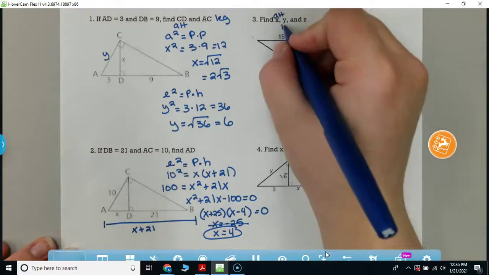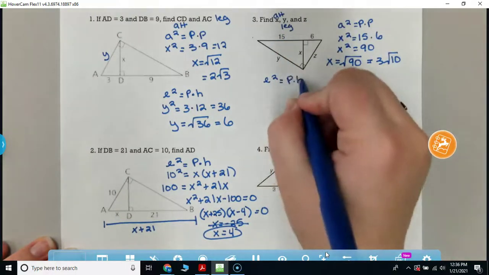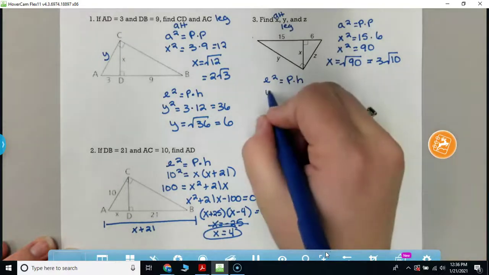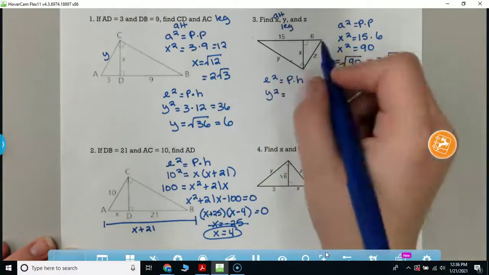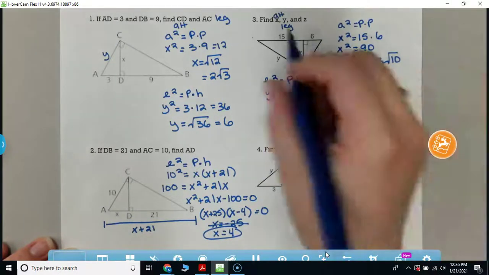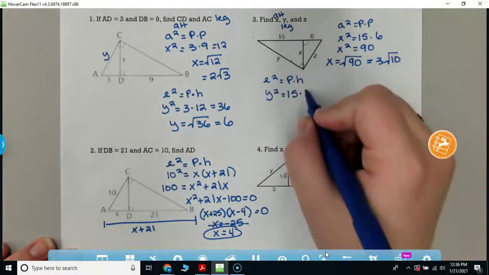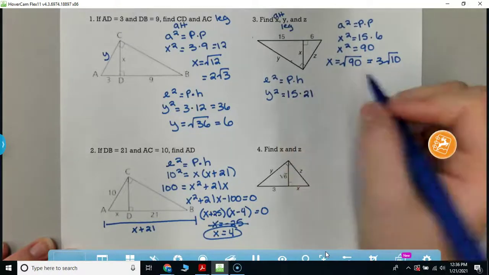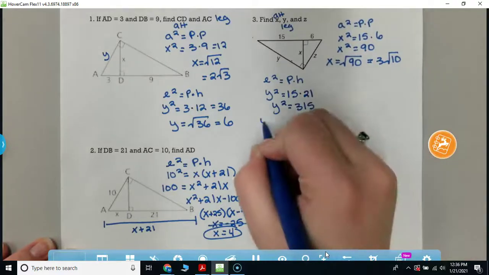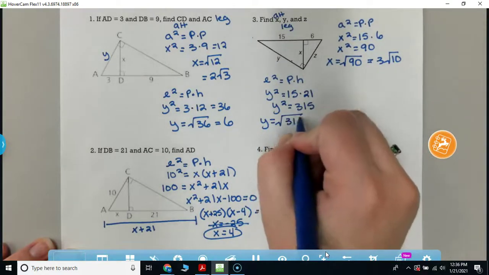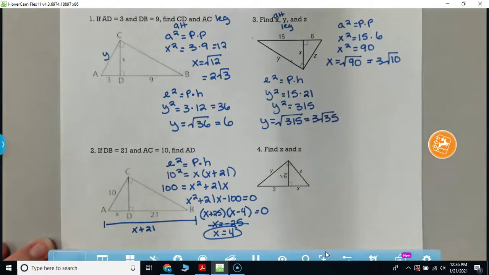Then y is a leg. So I need to use my leg squared is equal to part times hypotenuse formula. So y squared is equal to, the part I need to use needs to come from the same side of the triangle. So I'm going to use 15. And my hypotenuse is the sum of these two segments, which is 15 plus 6, and that's going to be 21. So 15 times 21 is 315. So y is the square root of 315, which simplifies to 3 on the square root of 35.